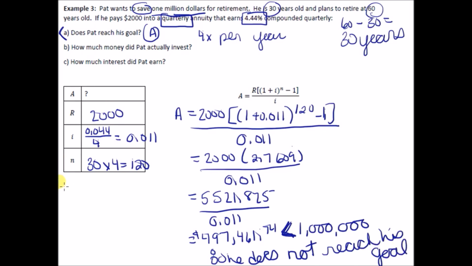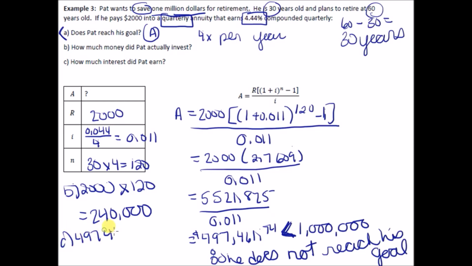Okay, B, how much does he actually invest? Well, he put in $2,000 and he put that in 120 times. So he actually invests $240,000. Okay, and how much interest does he earn? Well, he earns 497,461.74 minus what he actually put in. So this is quite interesting. He earns $257,461. That's a lot of interest. That's more than double the amount of what he actually invested. And you can do another therefore statement.